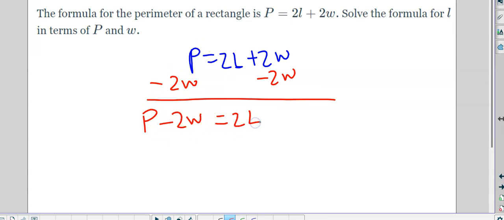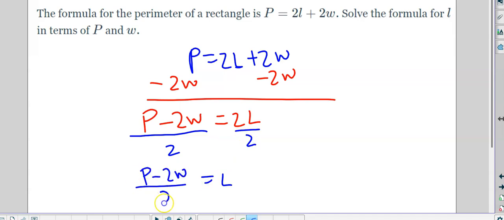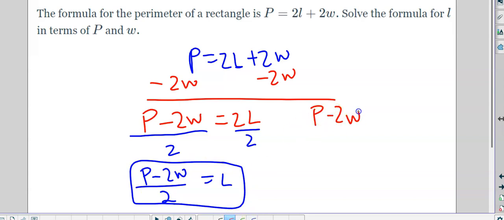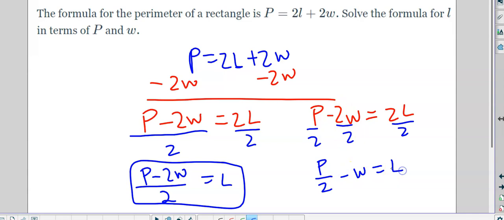And I have a couple of options here. You can divide the entire fraction by 2, and that would leave you with this sentence in this format. We could have, going back here, split our fraction bar like this and divided everything by 2, in which case I could get p over 2 minus 1w equals L. This is also an acceptable answer.